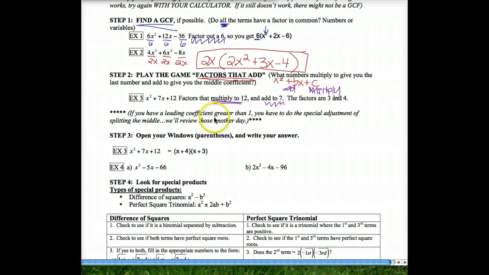So that's the question you have to answer. What multiplies to 12 and adds to 7? Most of you can get that answer as quick as I could snap my fingers. 3 and 4 multiply to 12, add to 7.